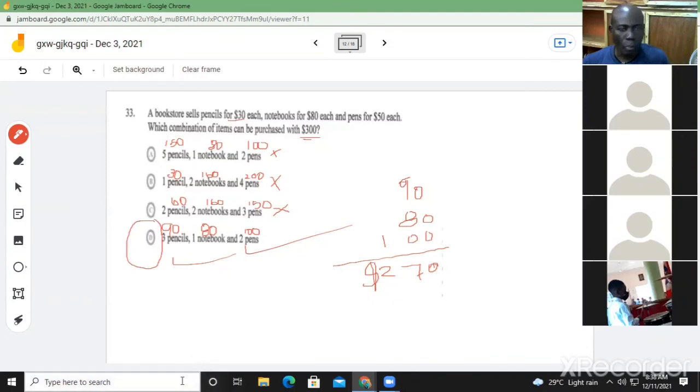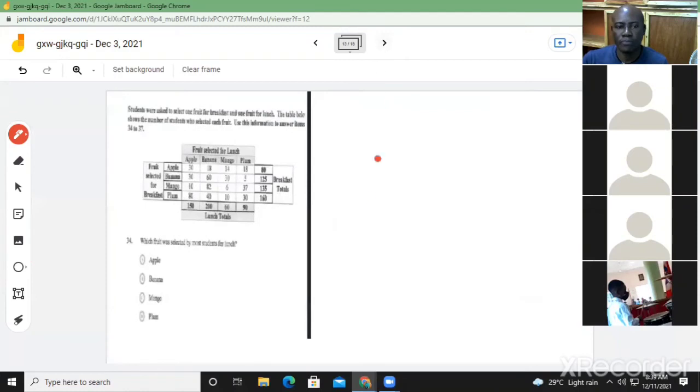And I hope that everybody is seeing the fact that all of these monies would have gone over the $300. Yes, sir. That's what I was doing in my notebook when I was doing the test. As soon as one reaches 200 and the other reaches 100, just nope, don't even continue. Very good. That's how you're supposed to work them out.